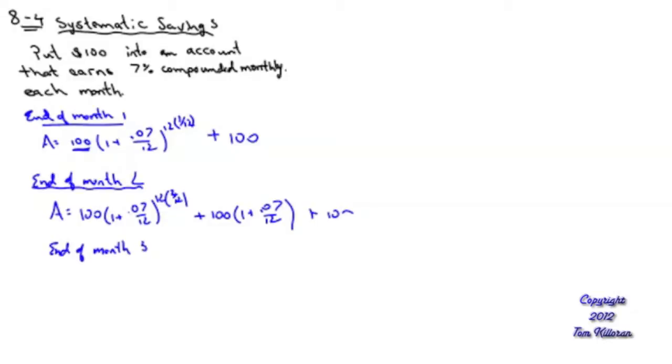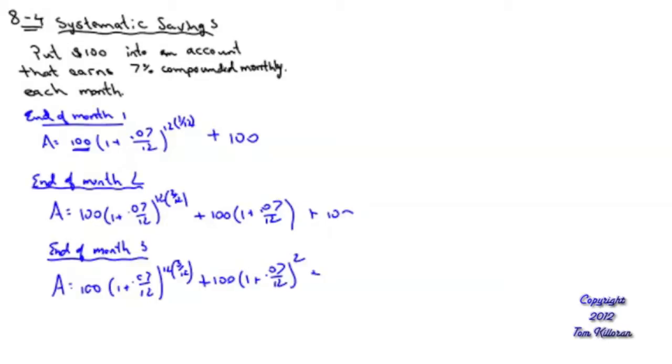Month three. But you start seeing a pattern. A equals 100 times (1 plus 0.07 divided by 12) raised to the 12 times 3 over 12. Because that first 100 gets interest for the third month. The second 100 that I put in is going to earn interest for another month, so this will be plus 100 times (1 plus 0.07 over 12) raised to the second power. Plus, this 100 is now going to earn its first month of interest, so it gets (1 plus 0.07 divided by 12) raised to the first. And then I'm going to give my bank account another 100.